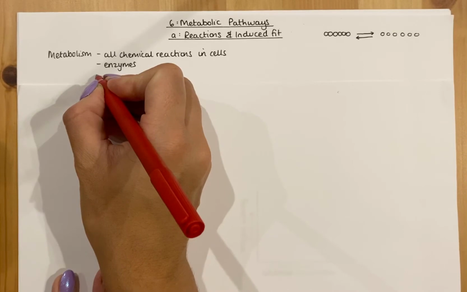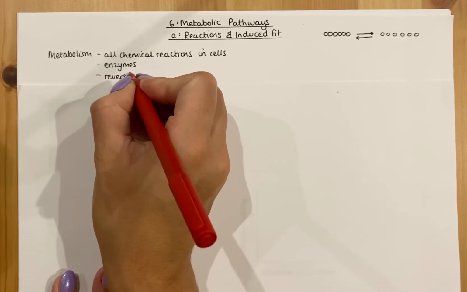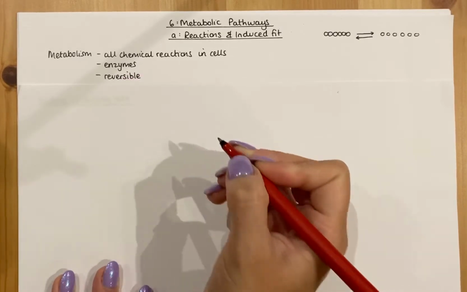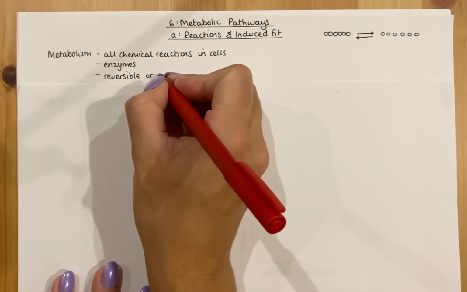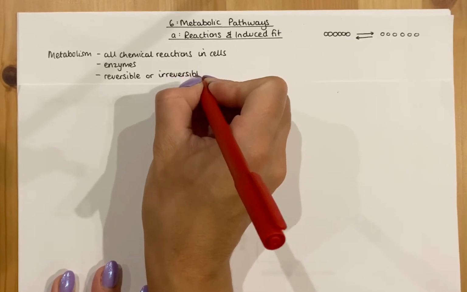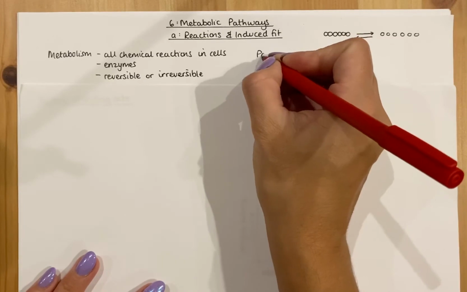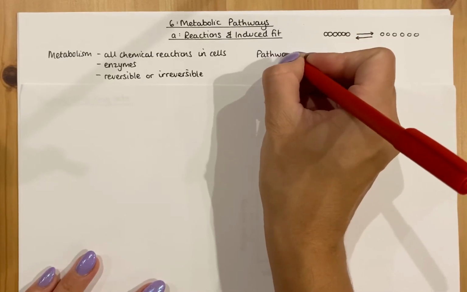So, in metabolism, the pathways can be reversible, which means they can go one way or they can go back the other, or they can be irreversible, which means that they will only follow one path and will not go back the way that they came. Now, there are two types of metabolic pathway, which you'll also need to know.